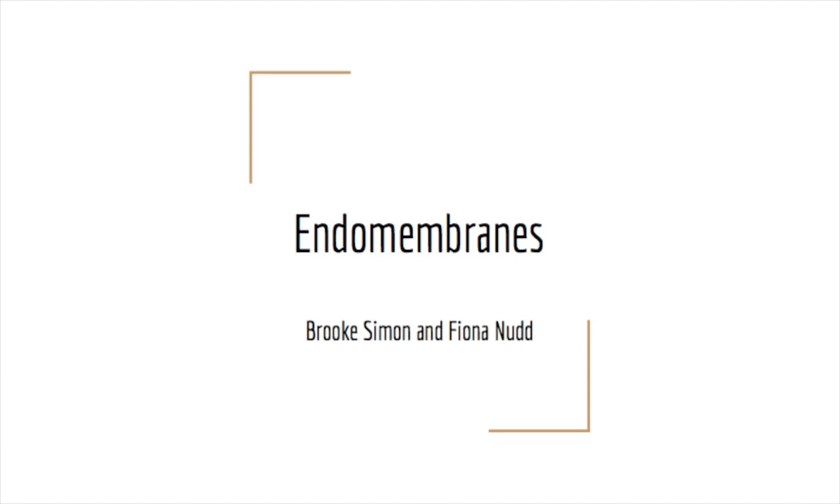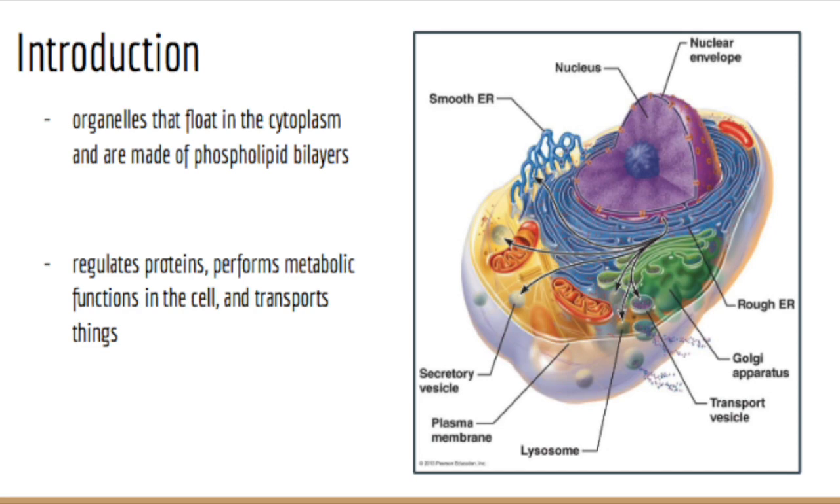Hello, in this screencast we will be discussing the endomembrane system. The endomembrane system is the system of organelles that floats in the cytoplasm and are made of phospholipid bilayers. The system regulates proteins, performs metabolic functions in the cell, and transports things around the cell.